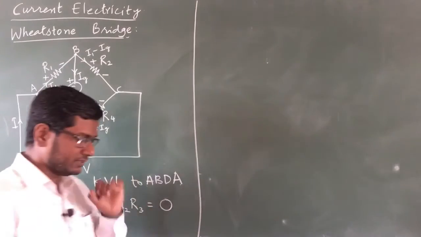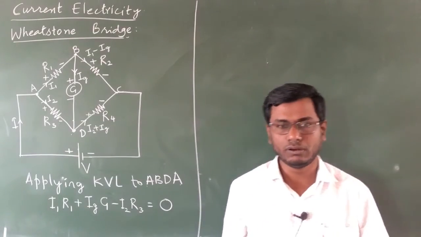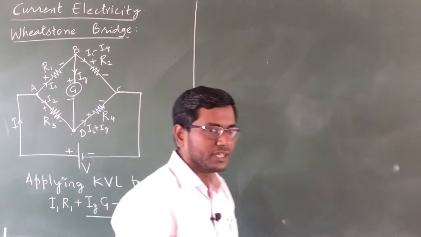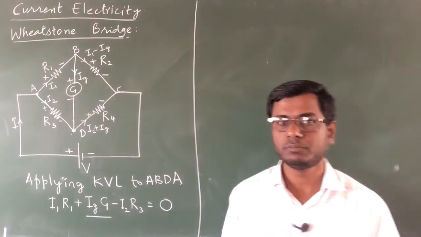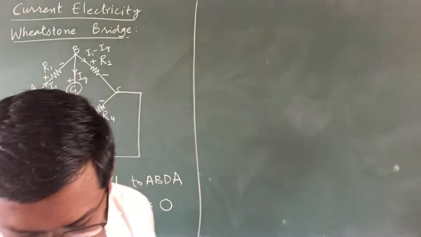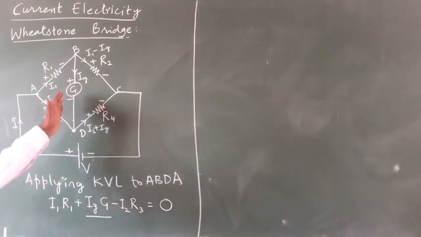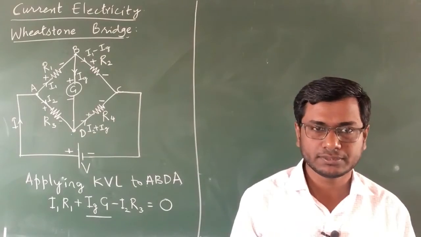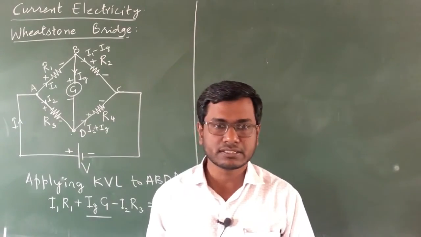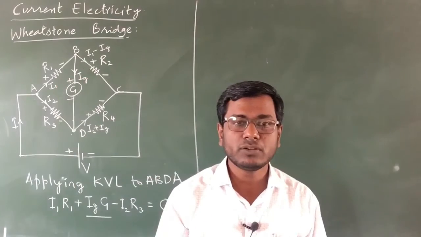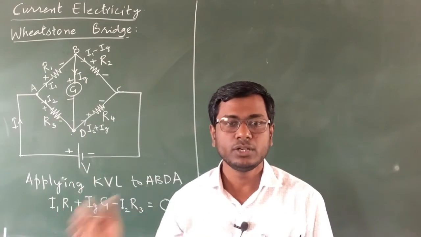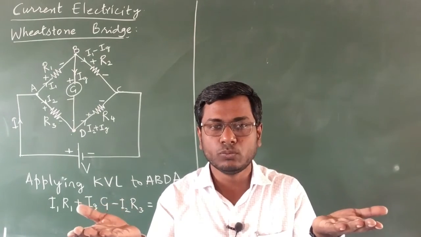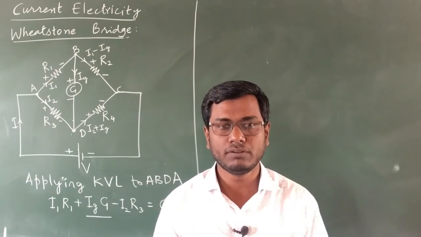So we have applied Kirchhoff's voltage law to the loop A, B, D, A. Ig will become 0. Why should that Ig become 0? Because if it does not become 0, as I had mentioned, the galvanometer is going to detect the presence of current. If I want this network or this circuit to be balanced, that means the voltages on the two sides should be equal. Only then will there be no flow of current.